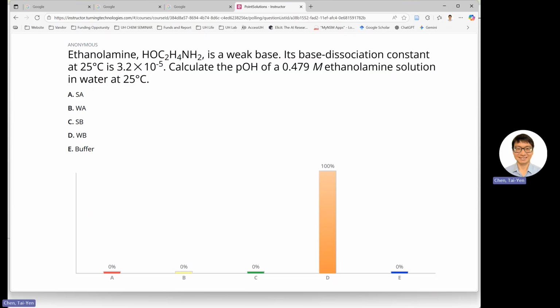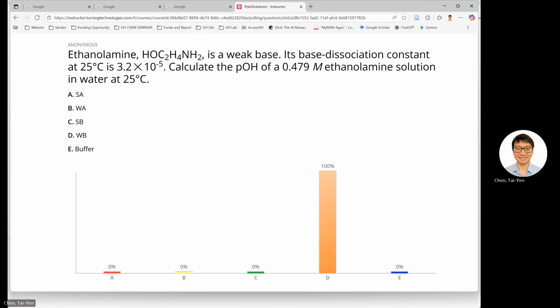Okay, so if you read these questions, it asks: what's the species that you have for your solution? So what's the species? That's the amine, right? So that's the species that you have. And inside this question, it already tells you it's a weak base. If it doesn't say it's a weak base, can you tell it is a weak base?